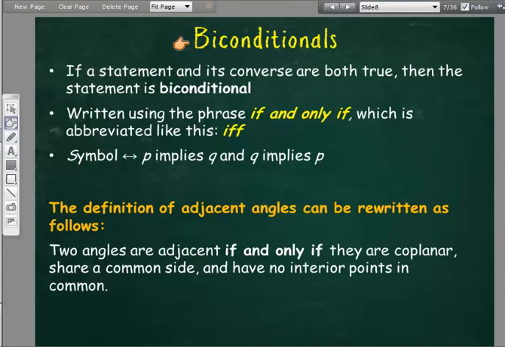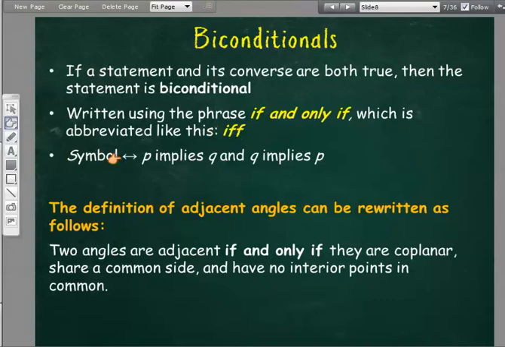Now let's look at biconditionals. If a statement and its converse are both true, then the statement is a biconditional. Written using the phrase if and only if, which is abbreviated like this, IFF. I don't know if you've noticed this, but math people, we don't like to write a lot of words. We like to abbreviate everything.